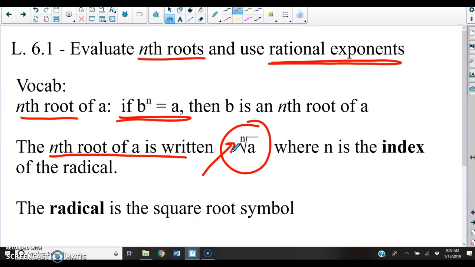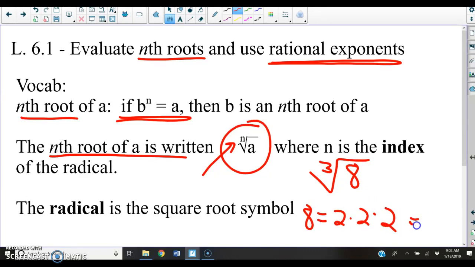That index tells you how many factors alike you're looking for. For example, the cube root of 8. Well, 8 can be written as a product of 2 times 2 times 2, or 2 cubed. So the cube root of 8 is 2. We're looking for 3 of a kind.